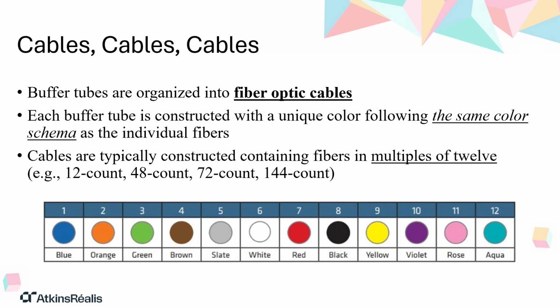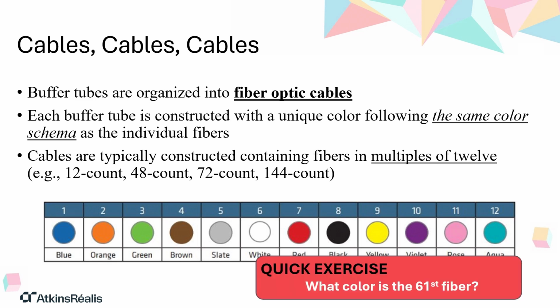As such, cables are typically constructed in counts of 12. This means you're unlikely to find a cable with 35 or 47, and typically you'll find 12, 24, 36, 48, 72, 144 count fibers. And this is a direct result of the common TIA 598D color schema with repeating multiples of 12.